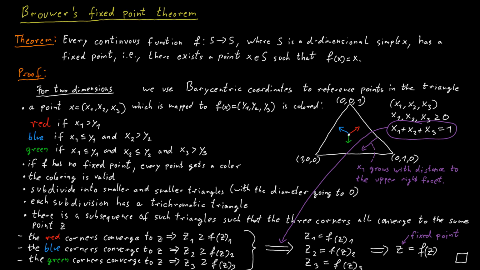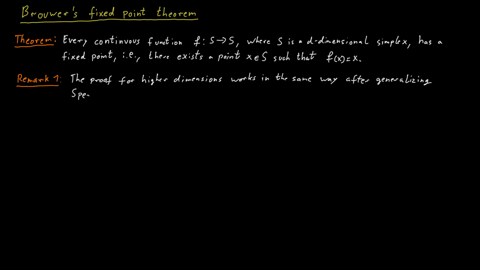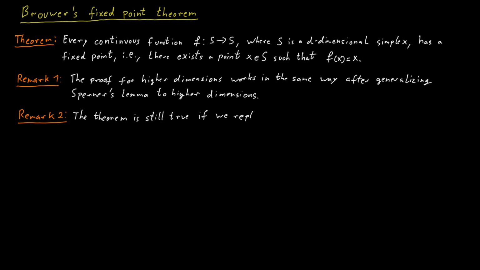I'm not going to prove the theorem for higher dimensions, although the statement is still true. But you can easily think about this yourself if you want. Basically, the proof is exactly the same for higher dimensions. You just need a higher dimensional version of Sperner's lemma. So we can generalize Sperner's lemma to higher dimensions. Then we would need more colors, of course. For each dimension we add, we need one more color. And then you can use this higher dimensional version of Sperner's lemma to prove the higher dimensional versions of Brouwer's fixed point theorem.